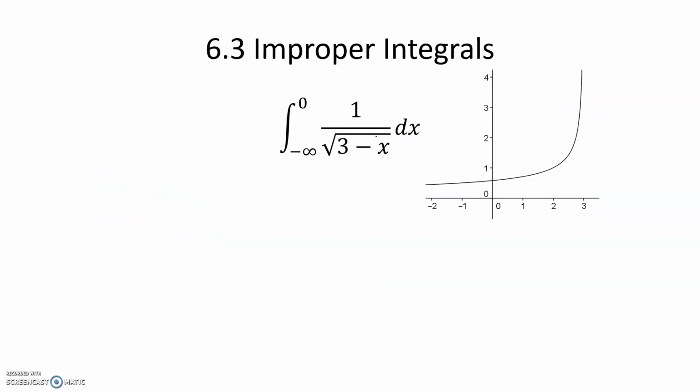All right. Here's another one. We're going from 0 to negative infinity this time. And don't freak out if you're going to negative infinity. That just means that we're going to set up our limit as a goes to negative infinity, and we can totally do that, not a problem. And then we're going to go a to 0.